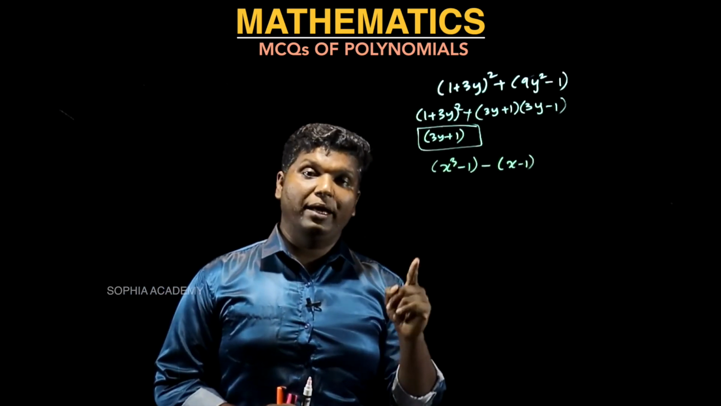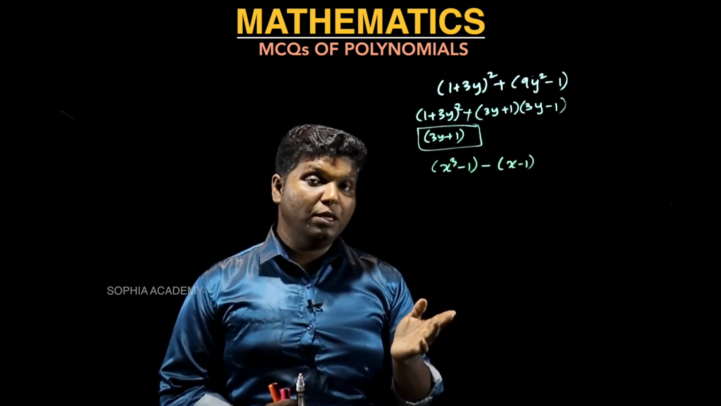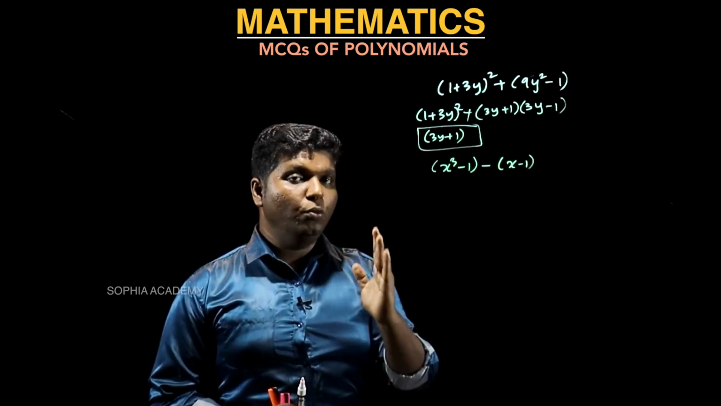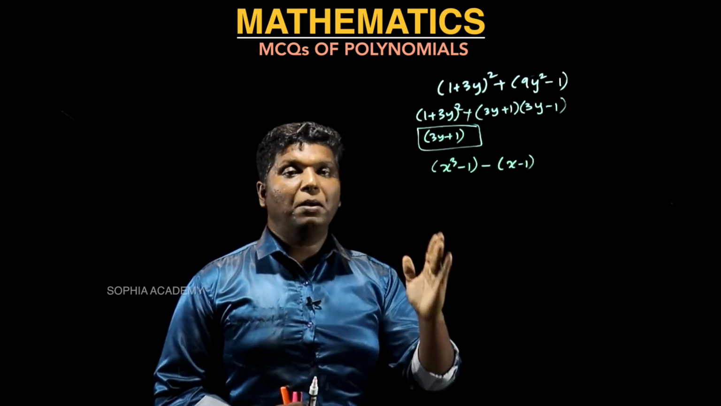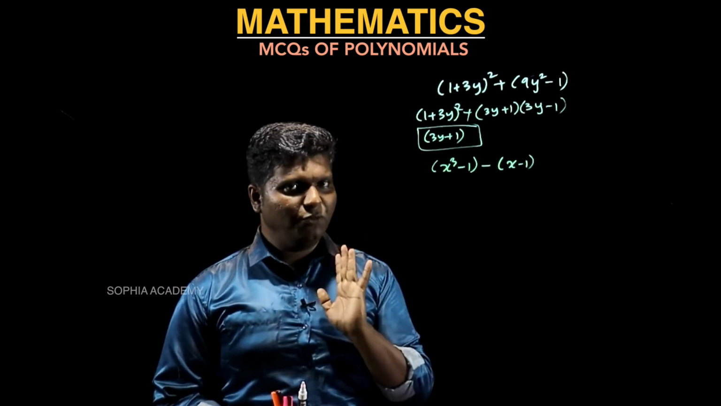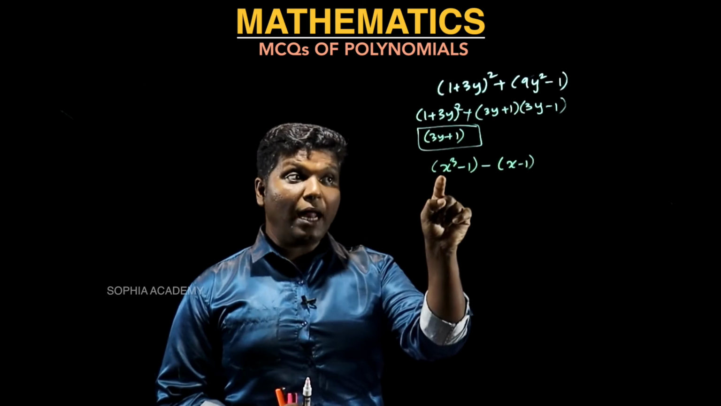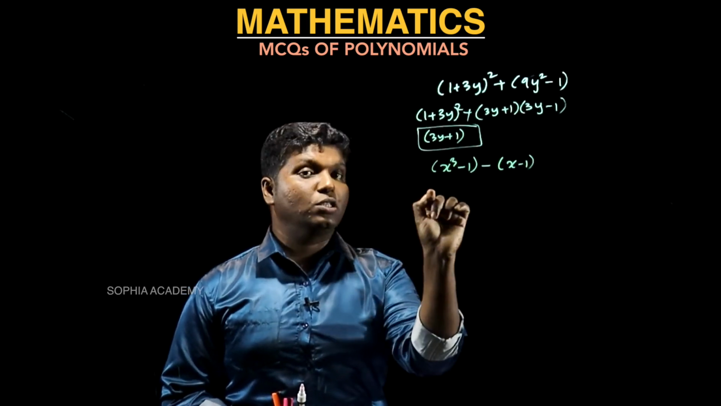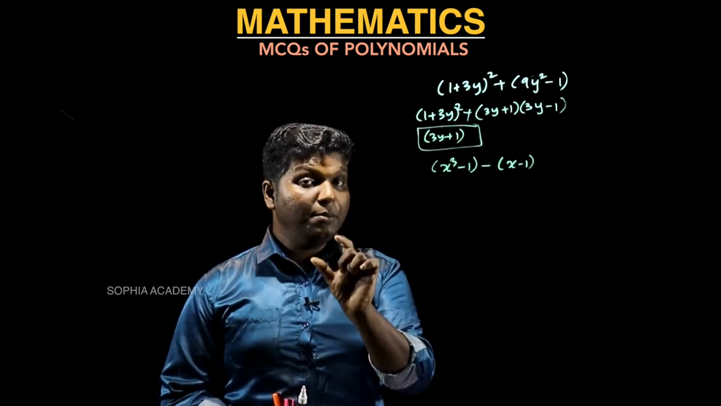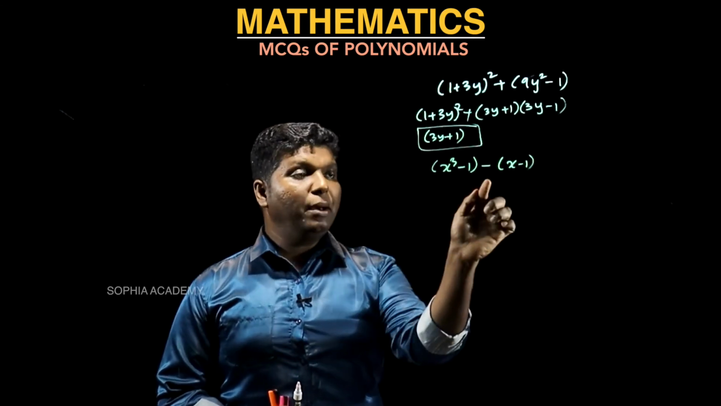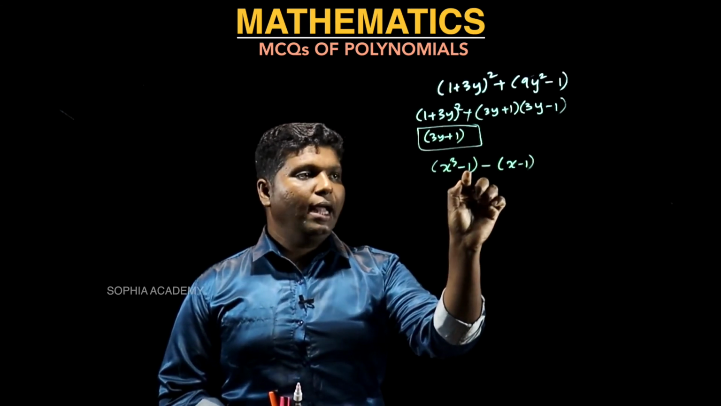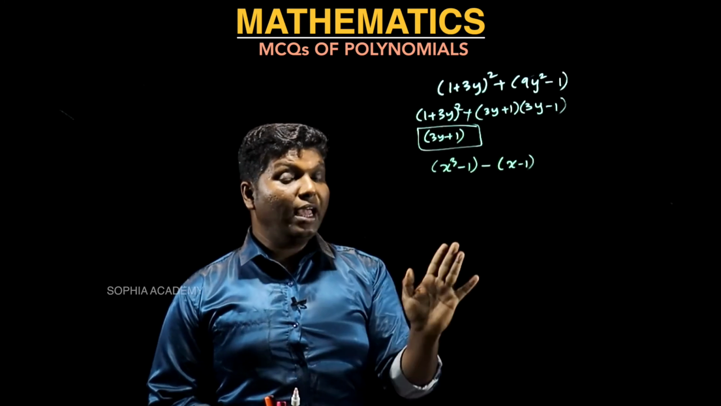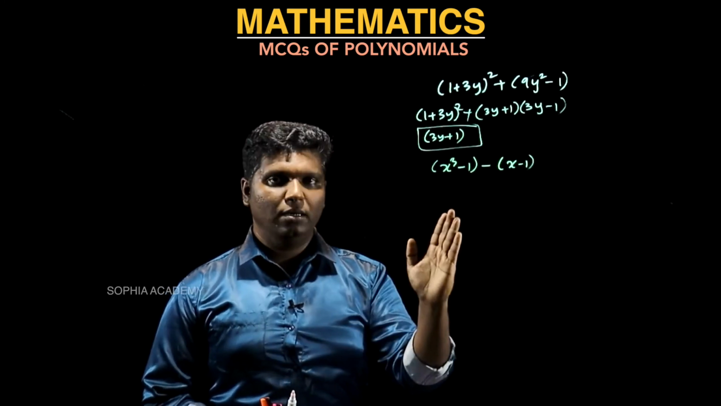It is of the form a cube minus b cube, right? What is a cube minus b cube? It is a minus b into a square plus ab plus b square, right? That's the formula. That's the identity. So if you are applying that typical identity into this question, the first term is a minus b. Instead of a it is x here, and instead of b it is 1 here. So the very first term will be x minus 1.